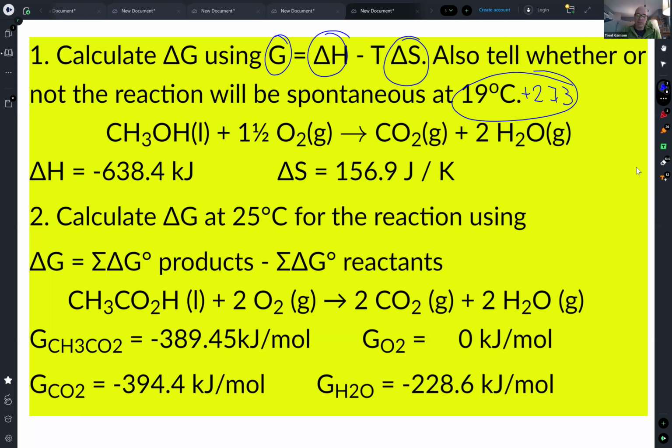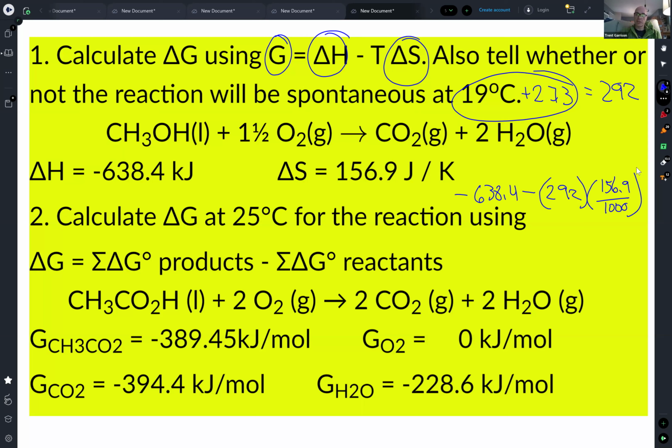So 273 plus 19, that's going to give us 292. And then we've got all the other values. So what we're doing is we're just plugging this in literally into that equation. H is negative 638.4 minus the 292 times the delta S. Now here, though, it is in joules. It must be in kilojoules. So we need to divide that by 1,000 to turn that into kilojoules.